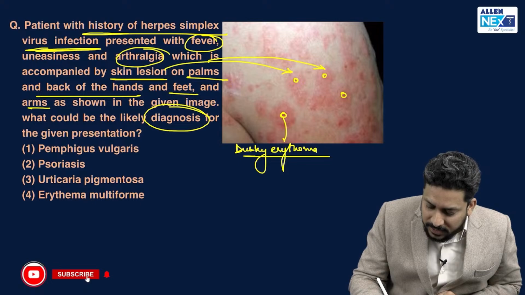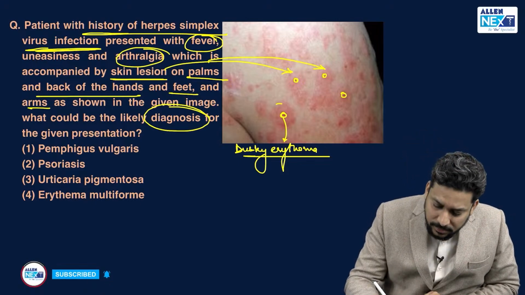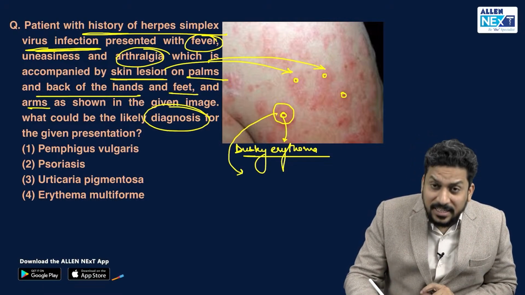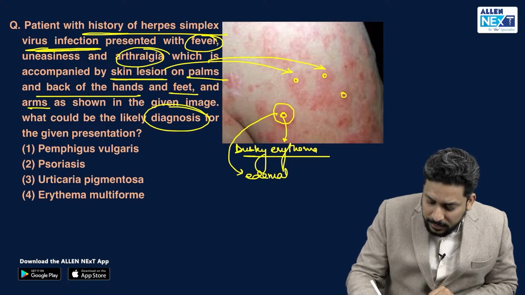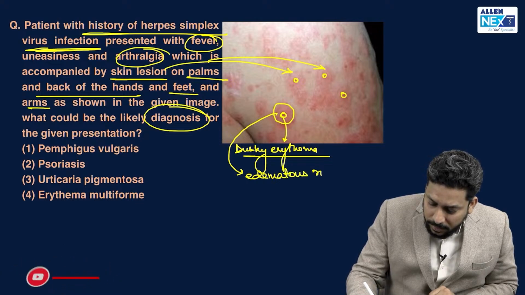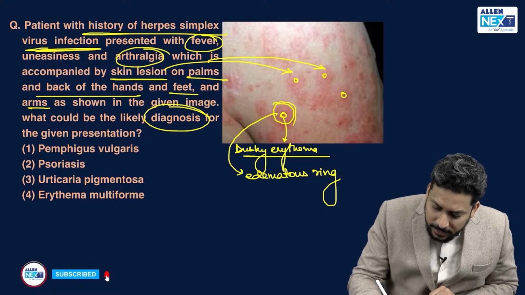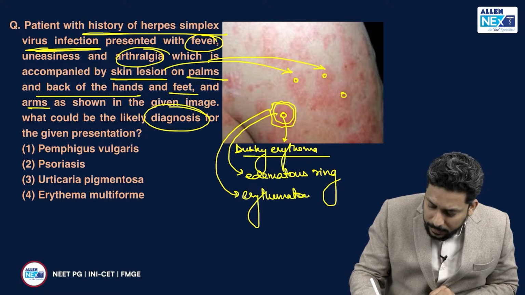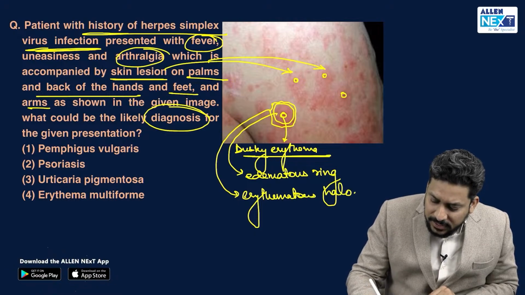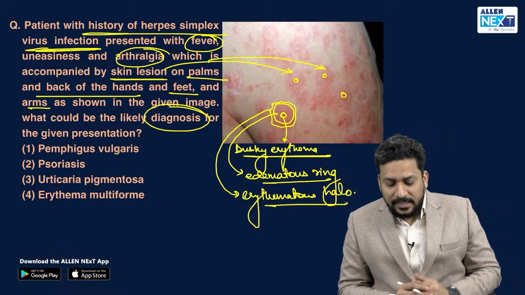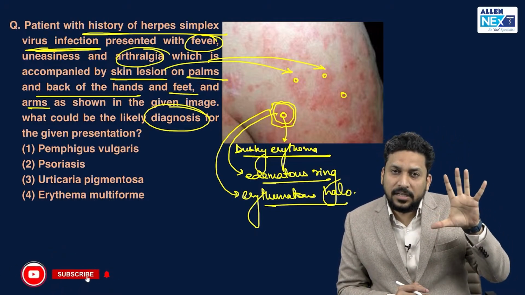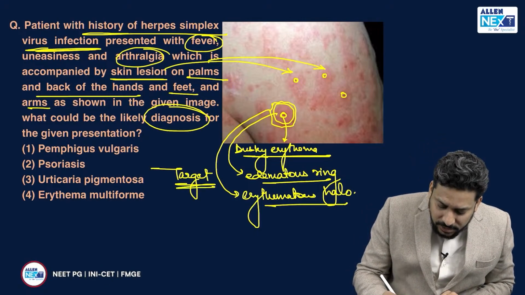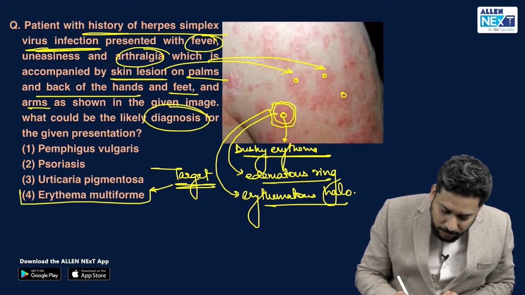Now this central dusky erythema is surrounded by slight redness. You can see it is red as well as slightly elevated. So this is not just erythema, but this is edema. So an edematous ring, which is further surrounded by slight redness, that is an erythematous halo. So you can see these are three things present in this lesion: central dusky erythema surrounded by edema, surrounded by erythema. So it looks like a target lesion, and all of you know target lesions are seen in erythema multiforme.